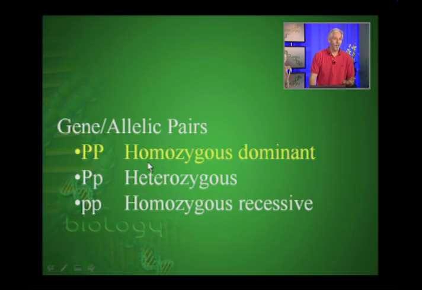Now, additionally, as we talk about these gene pairs, if both of the alleles are dominant alleles, they're not only homozygous, but we would describe that gene pair as a homozygous dominant pair. So again, PP isn't going to communicate much, but homozygous dominant tells me that both of the alleles are the same and they're both dominant alleles. Again, heterozygous we've already discussed. That would be one dominant and one recessive allele that has been inherited. And if you've inherited two recessive alleles, again, you would be homozygous recessive.